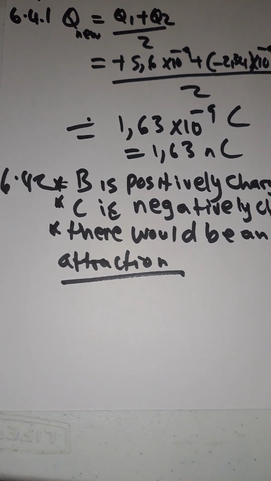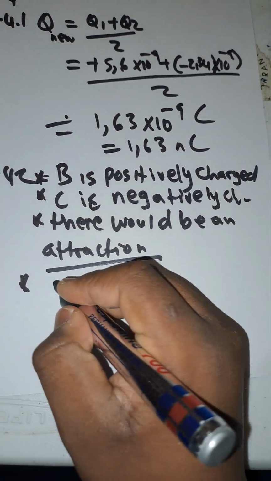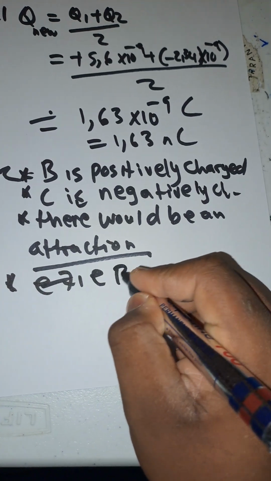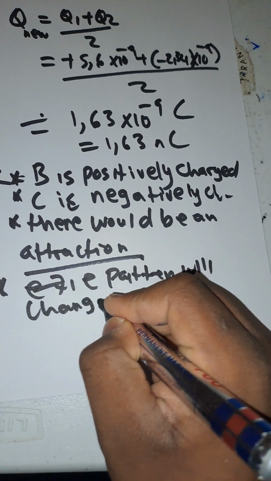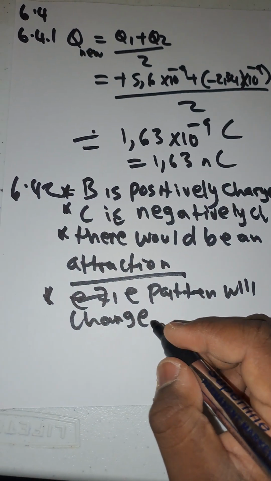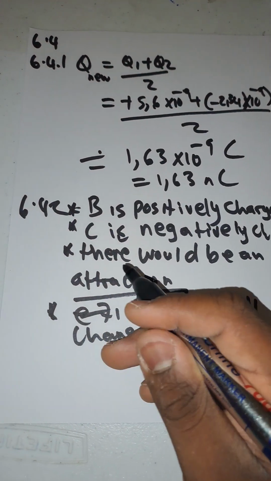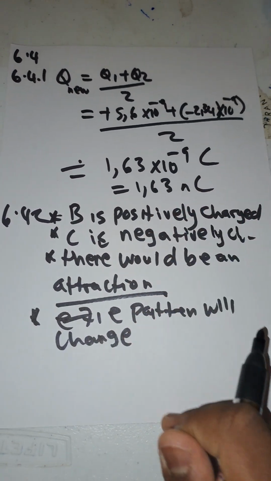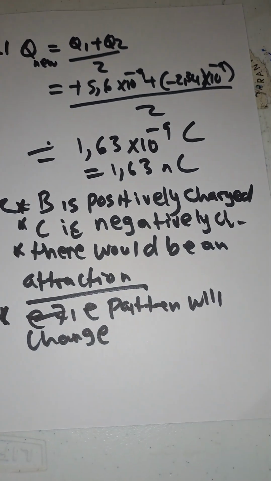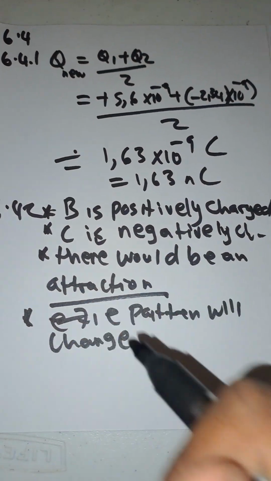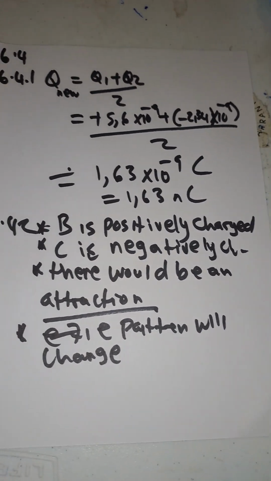So now the electric field pattern will change. So the E pattern will change, because now, as I already drew it, it will change, you see. Like, you can fill up the whole paper writing that this one is positive, this one is negative. There will be an attraction. The electric field pattern will change from B and ending at C, because now B is positive and then C is negative, so it remained like that. So you see, that's how you kill these types of questions.